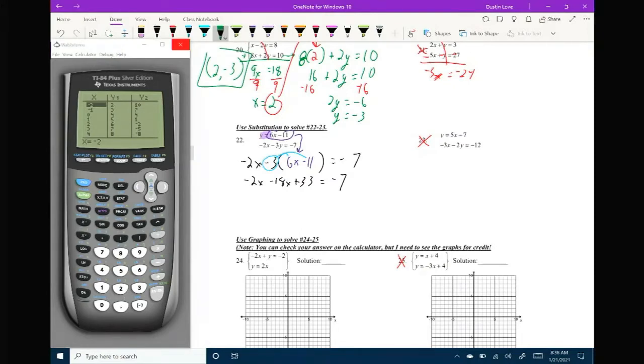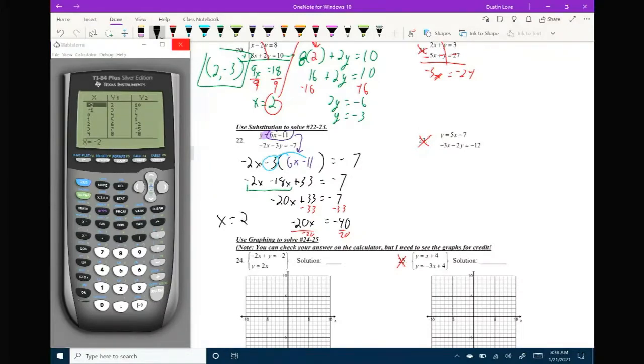Now let's combine our like terms. That will make negative 2x minus 18x is negative 20x plus 33 equals negative 7. Let's subtract off 33 on both sides. Negative 20x equals negative 40. And now I'm running out of room here. I'm going to divide by negative 20. And that's going to give me, I'm coming over on the side here, x equals 2.